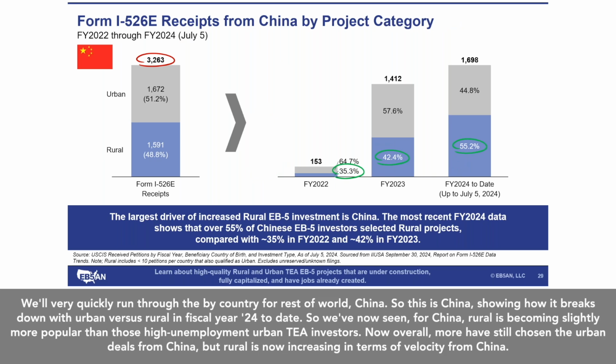So we'll very quickly run through the by-country breakdown for rest of world and China. This is China showing how it breaks down with urban versus rural in fiscal year 24 to date. We've now seen for China, rural is becoming slightly more popular than those high unemployment urban TEA investors. Overall, more have still chosen the urban deals from China, but rural is now increasing in terms of velocity from China.